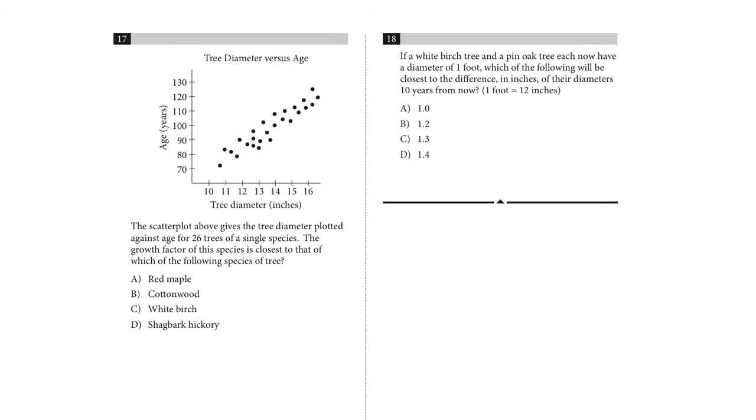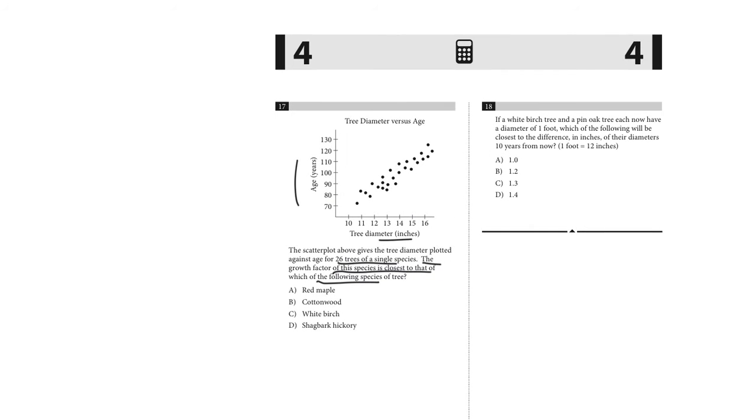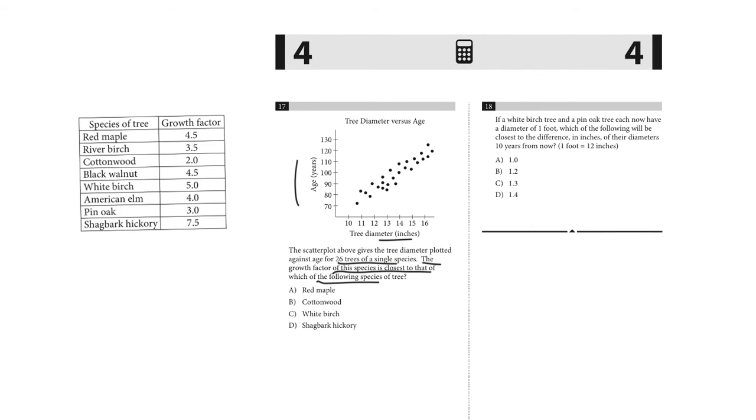Okay, let's see about this one. Tree diameters versus age. The scatter plot above gives us the tree diameter plotted against age for 26 trees of a single species. Tree diameter, age. The growth factor of the species is closest to that of which of the following species of trees? So we need to refer to the earlier table. Let me just copy that and paste it over here. Okay, so now that we have it, let's look.